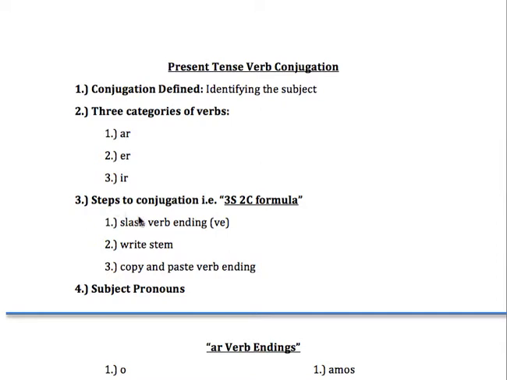The next thing, as an overview, what we'll talk about today is steps to conjugation, and a quick way that I remember this is the 3S2C formula, and all that means is the 3 steps to conjugation: slash the verb ending, write the stem, and then copy and paste the verb ending. It's just a quick way to remember the steps to be able to conjugate.